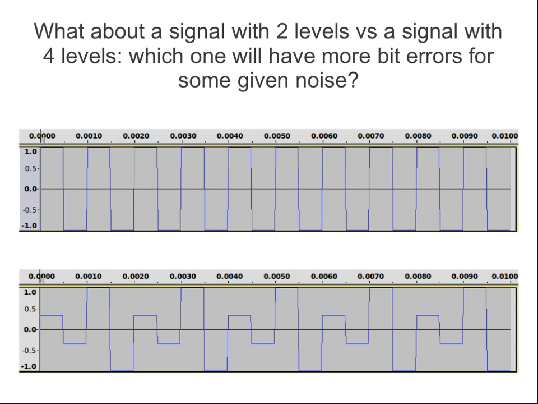I'll write them down. Level 1, and in this example here, the levels are 0.33, minus 0.33, 1, and minus 1. Let's do it. Plus 1. So that's our 4 levels in this case. We don't have to have those exact values. It's just to illustrate having 4 different levels.